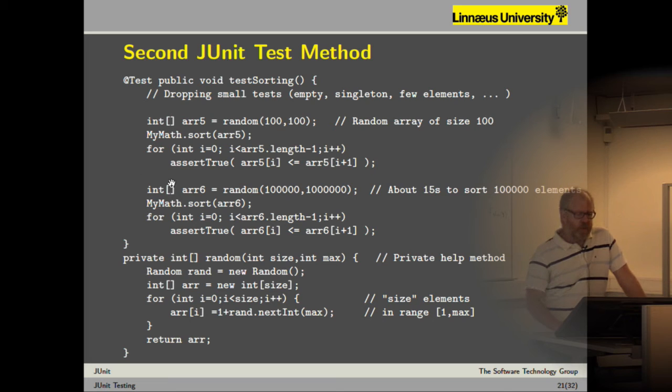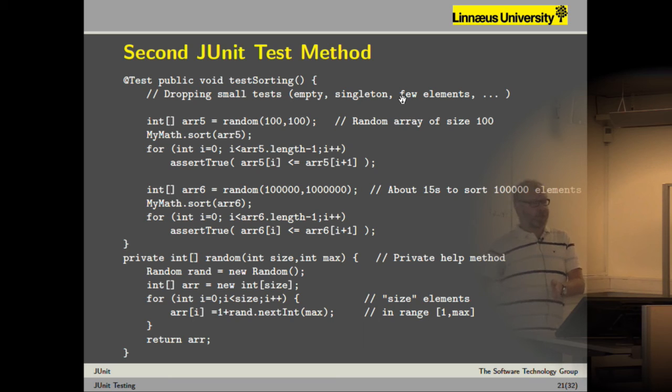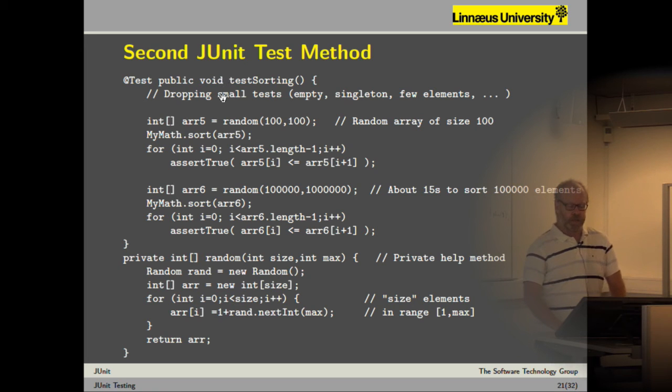So this is my corresponding test method. I didn't have space now, so I'm dropping all the small tests. I'm creating an array of size 1, I'm sorting it, and I make sure that it's not changed. I have a number of such tests. Take a look at the code in the Moodle. But down here I start to use help methods.